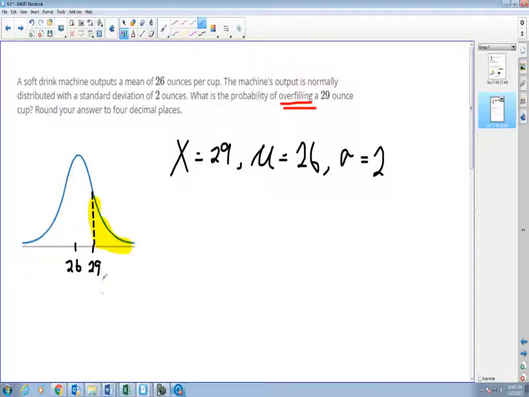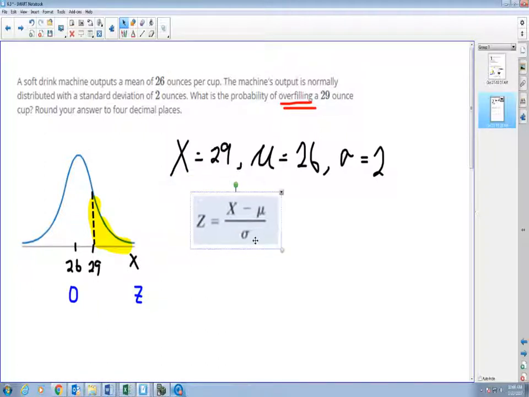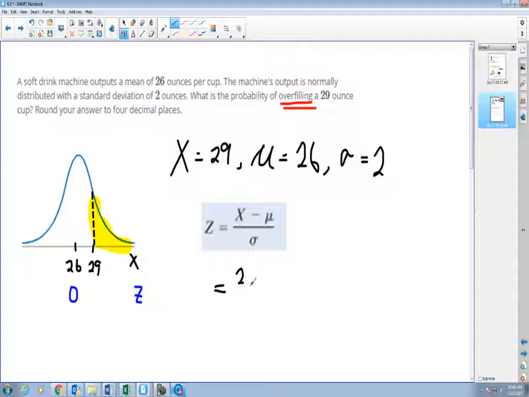Alright, so let's convert our 29 ounces into a z-score. So the mean is at 0. This is my z-axis, this is my x-axis normally. With this formula, it will be 29 minus 26 over the standard deviation, which is 2. Your answer will be positive because the 29 I'm trying to convert into a z is to the right side of my mean, so it will be a positive z-score. Anything to the left side of my mean should be a negative z-score.